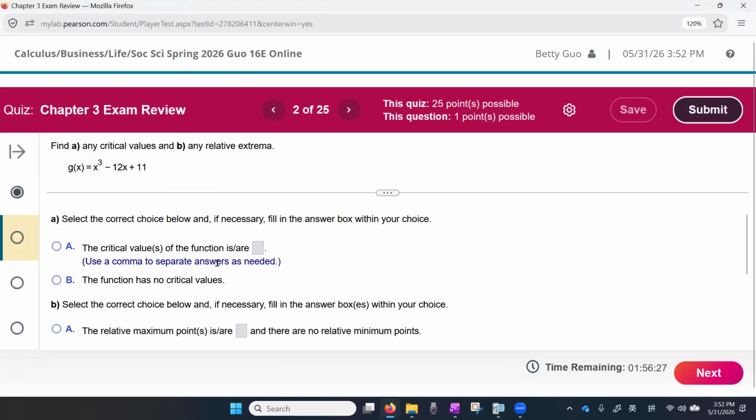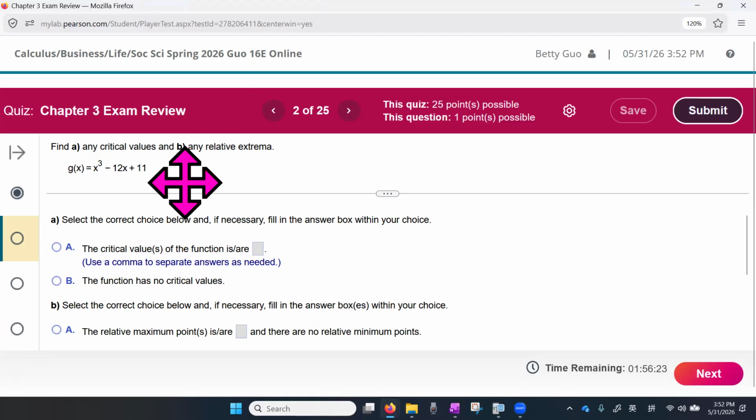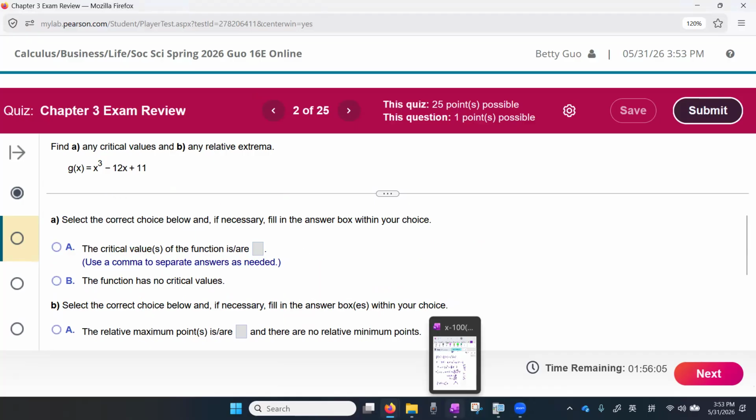So that's the first question. Number 2. Two parts, part A, part B. Part A says to find any critical values, and part B is to find the relative extrema for the given function.